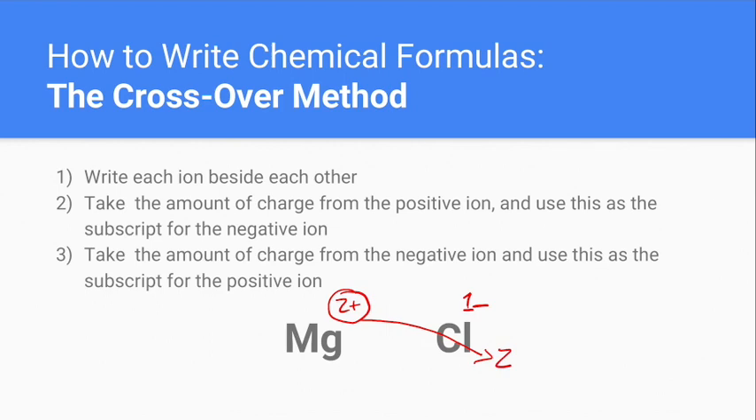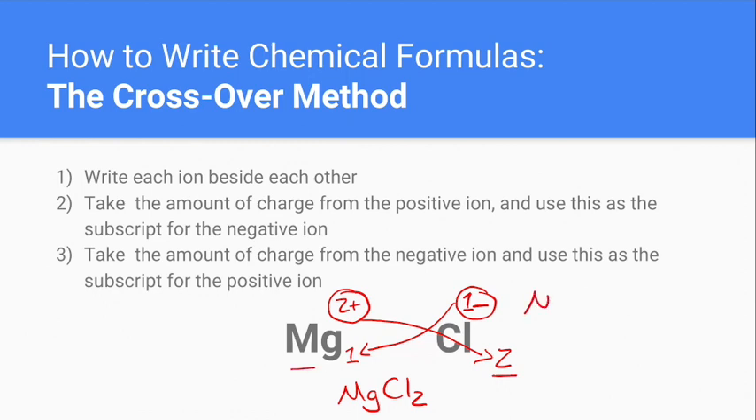Now we're going to take the amount of charge from the negative ion, so that's our 1, and we're going to use this as a subscript for the positive ion. So this is going to come all the way over here. It's going to be a 1. And what we're going to get is MgCl2. So Mg, the 1 goes away, Cl2, the 2 comes from the plus 2 of magnesium. We take that down, we put it below as the subscript of the chlorine, and that's going to give us our chemical formula. And just for fun, let's name this compound.